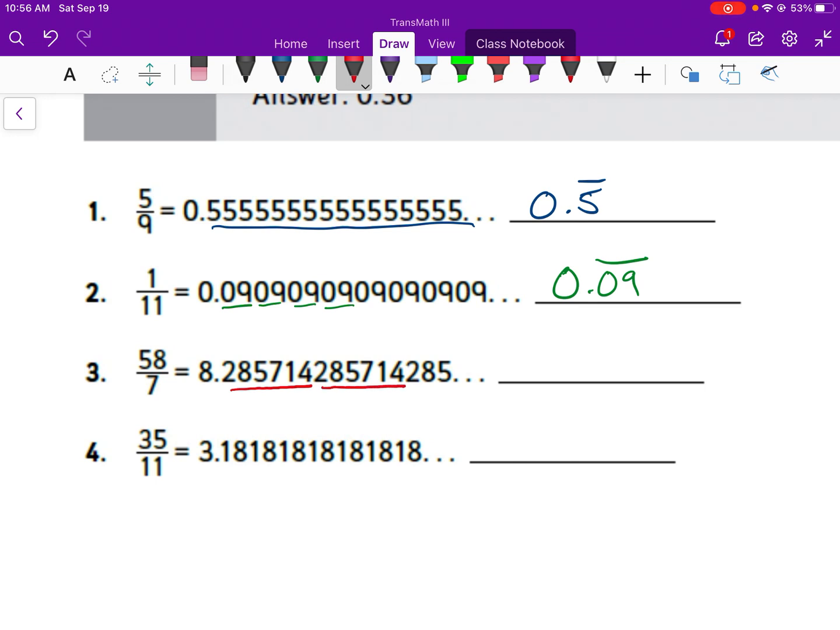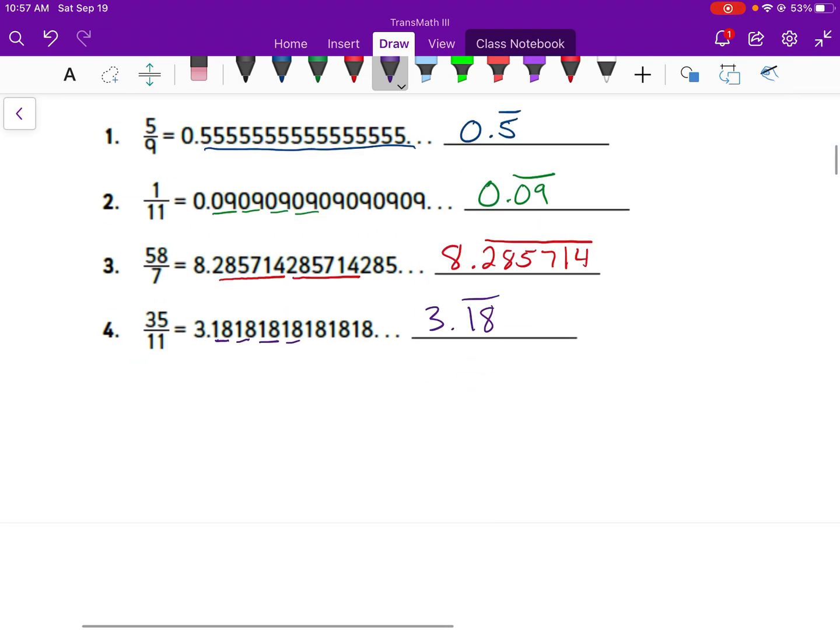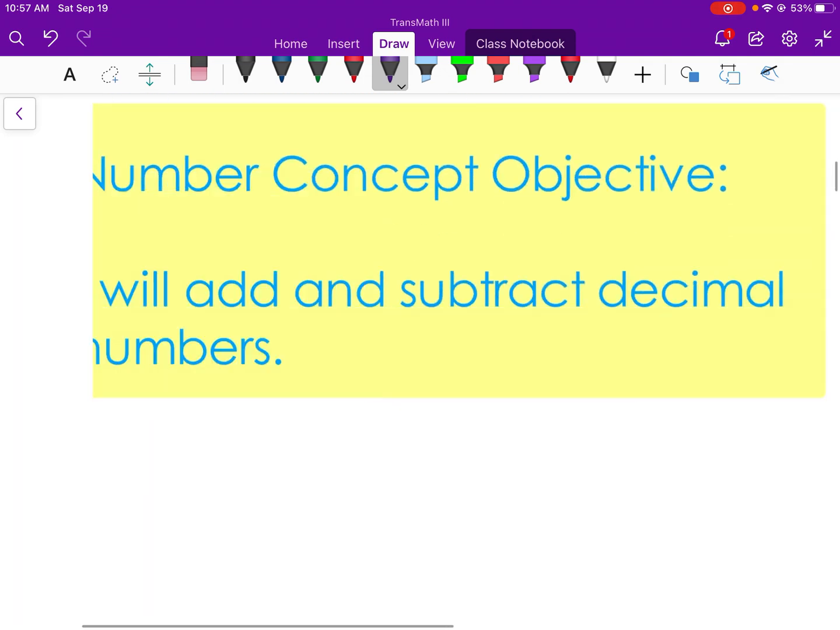285714, 285714. Okay, so that is a repeating part, so don't forget about the 8. But then 285714, that is the repeating pattern for that decimal. Okay, 3.18, 18, 18, 18, so 3.18 repeating. Okay, there is our skills maintenance.